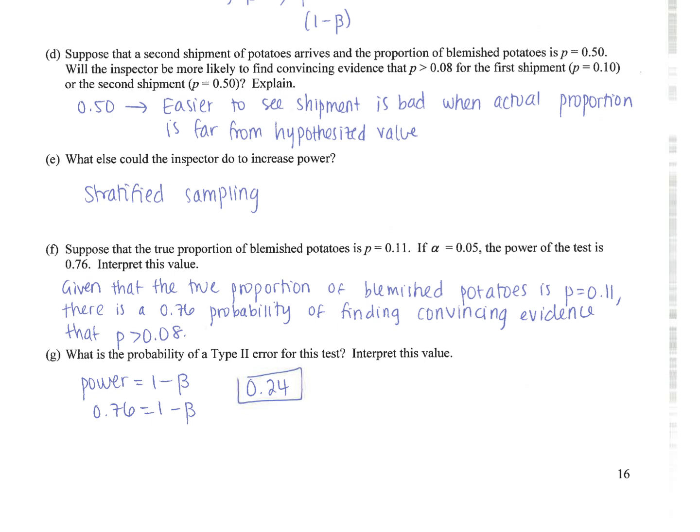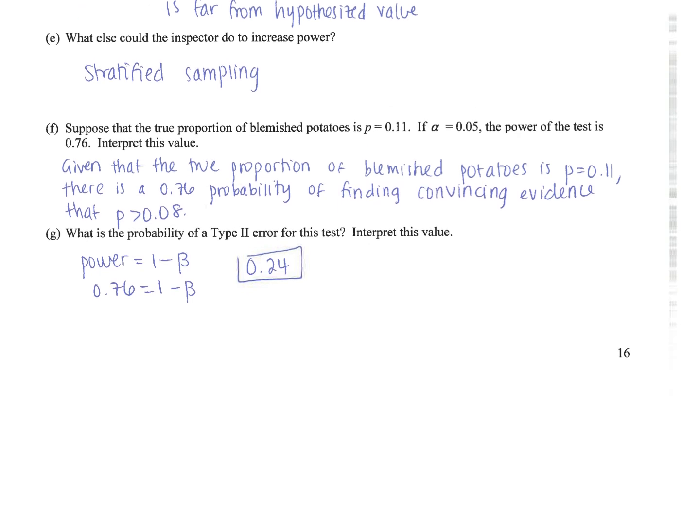Okay, practically, what I need you to be able to do is B, C, and D. You need to be able to tell me how to increase power. And you need to know that power is 1 subtract beta, or 1 subtract type 2. Those are the things that are most important. So if I were to ask you, is power going to be higher for a sample size of 100 or a sample size of 50? You would need to be able to tell me 100. Bigger sample, higher power. Questions for me?